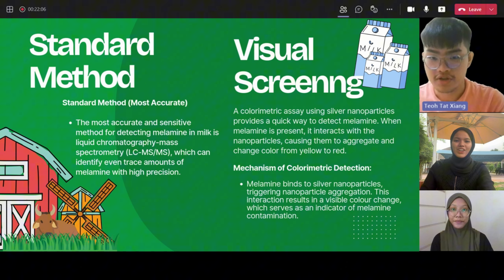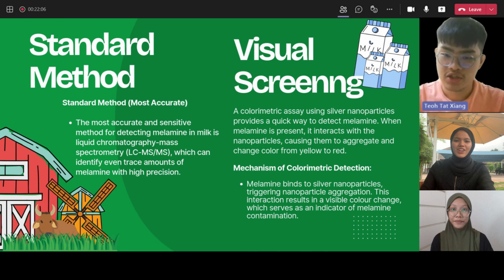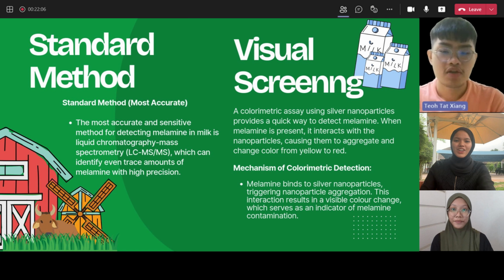So in this section, I'll be talking about the method of detection of melamine in milk. I would like to introduce you to two methods of detection that we are going to use. The first one is the standard method, also known as the liquid chromatography mass spectrometry. And the second one is the simple visual screening. So let's move to standard method first.